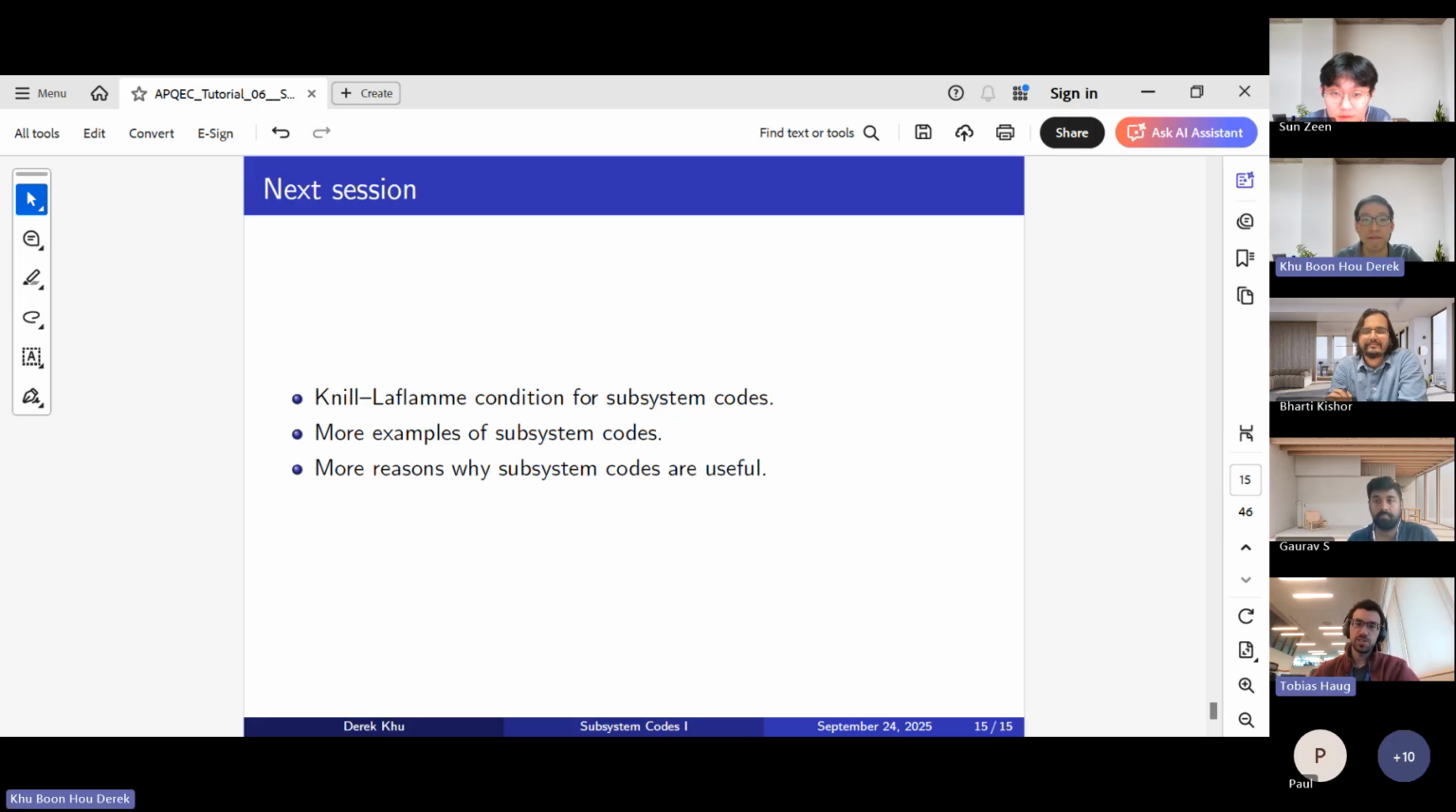What's the downside of using subsystem codes? They're so much better, right? I mean, you say they have less weight, right? Is there any price to pay?